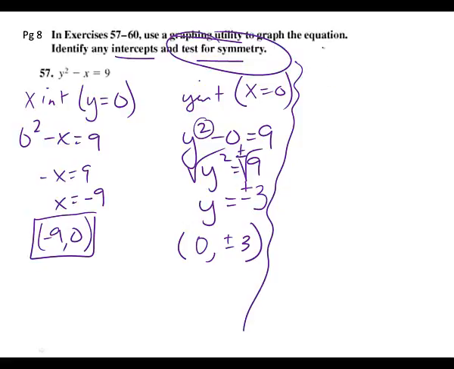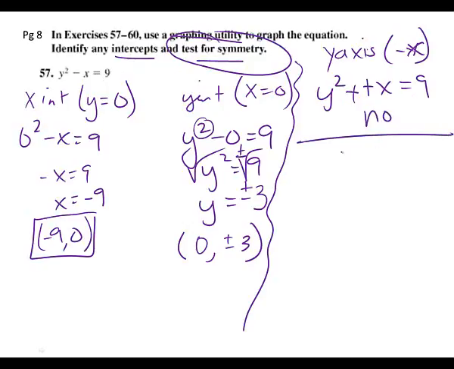All right, so test for symmetry, I'm going to start with the y-axis symmetry. So y-axis, I plug in what? Negative x is what I'm putting in, right? Okay, so I'm plugging in y squared minus negative x equals 9. What's going to happen with the negative? Cancel. Did I get the exact same equation? No. Okay, so y-axis doesn't work.